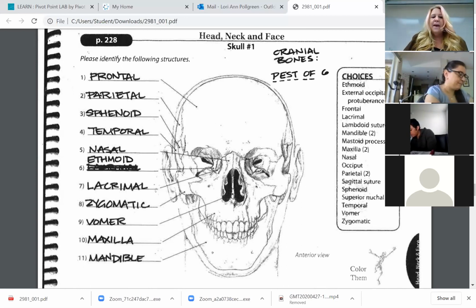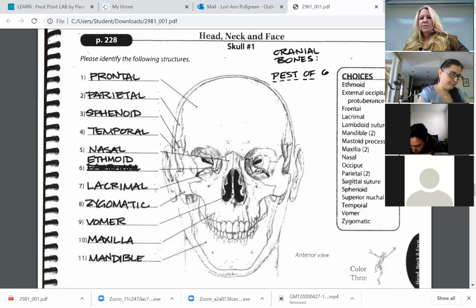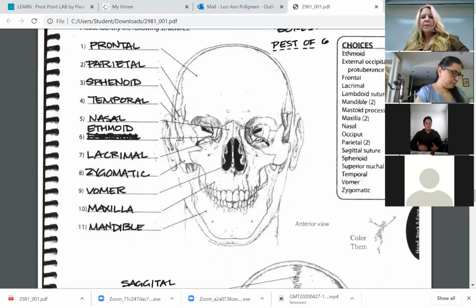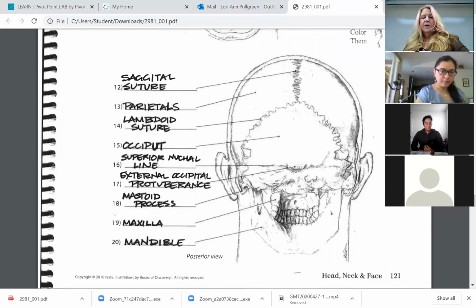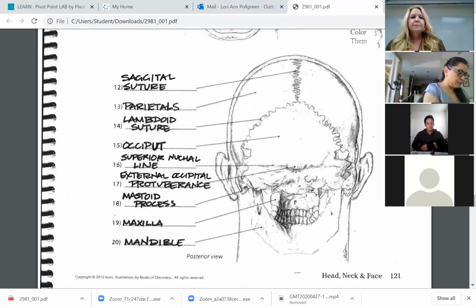10 is the maxilla, which is that upper lip to upper teeth area, and then mandible, that lower jaw. Any questions? All right. So from the back, we have that sagittal suture. It follows the sagittal plane. Now we can really see those parietals that we didn't get a very big view of from the front, coming around those 2 parietal bones.